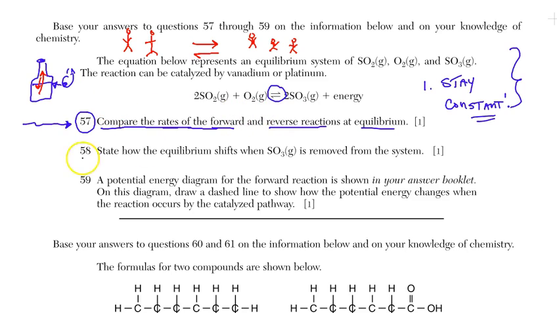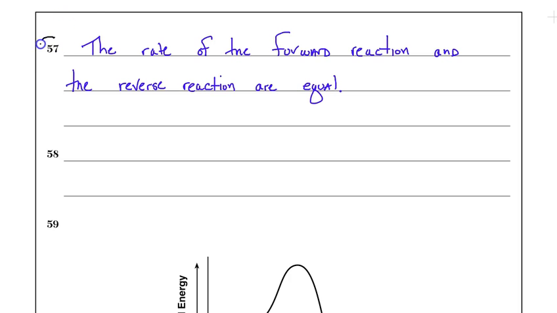So it's important. Back to the book. In 57, because they asked in terms of the rate, I say the rate of the forward reaction and the reverse reaction are equal. Saying constant isn't speaking to the rate as they asked you.